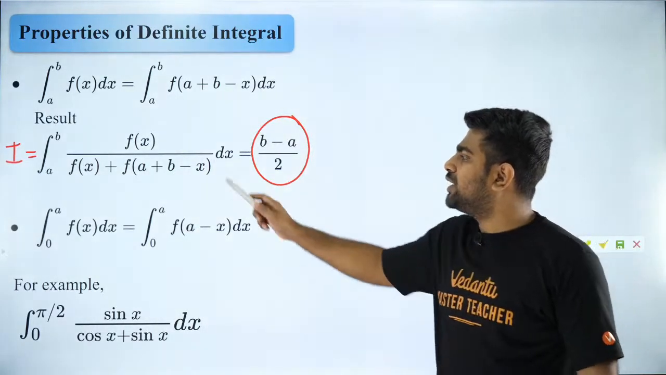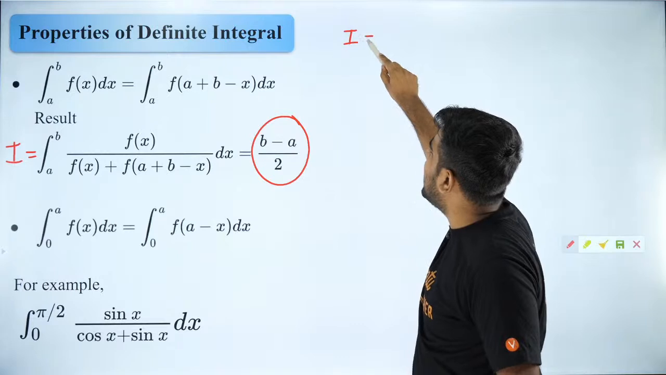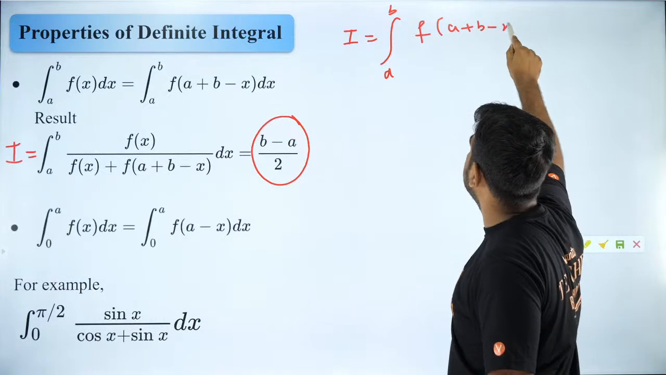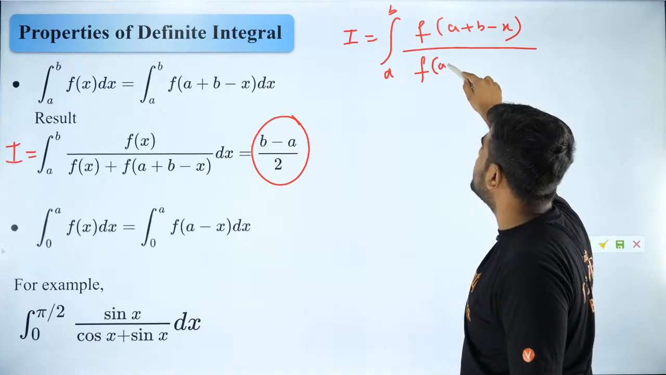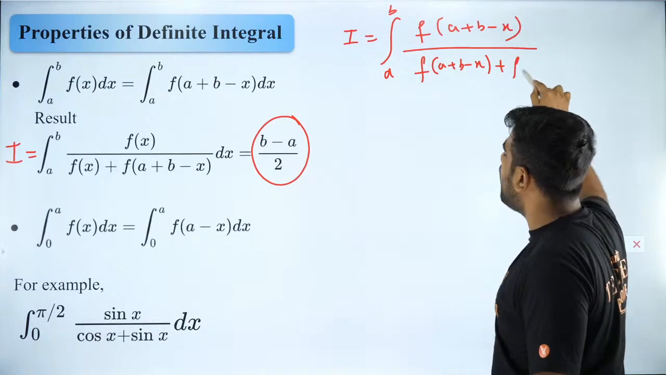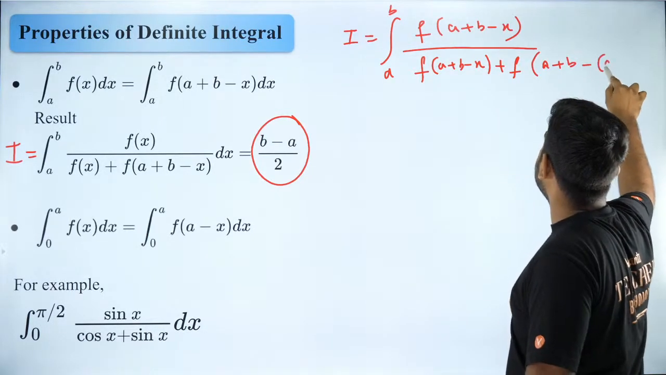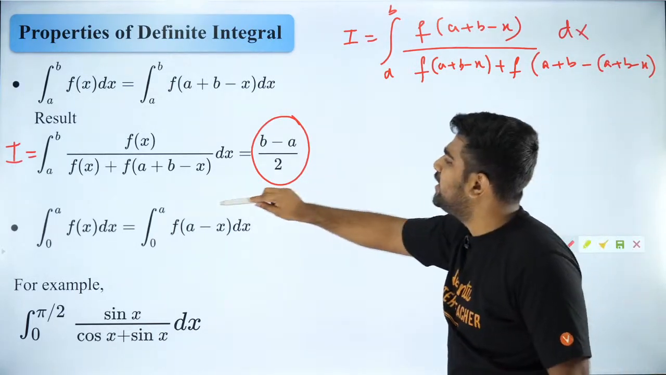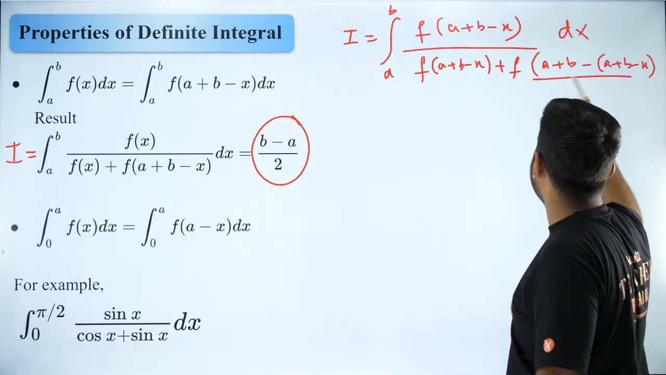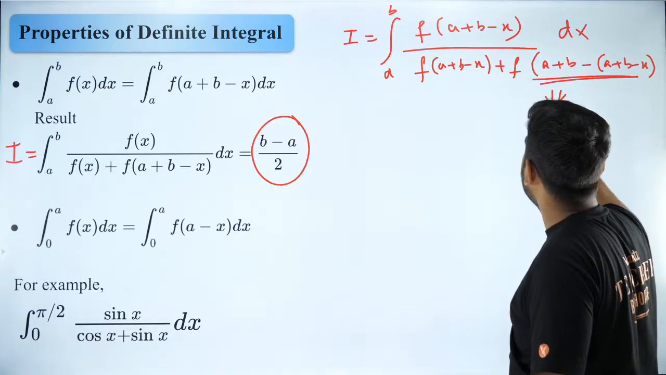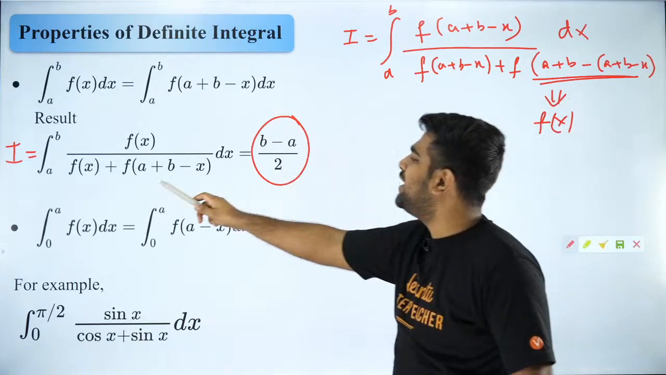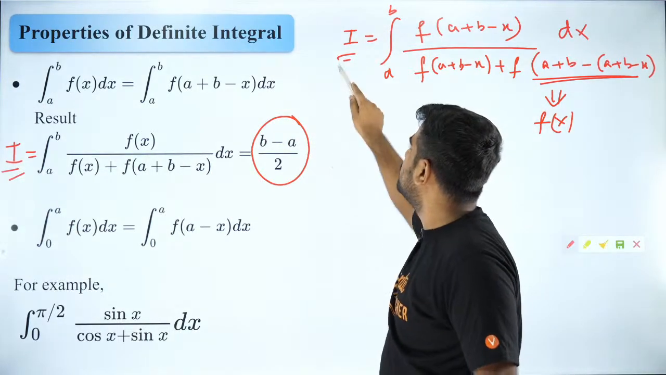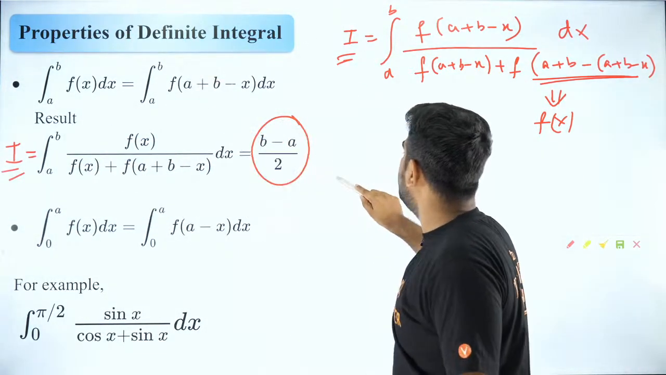Listen carefully. So can I write the same I as integral a to b f of a plus b minus x by f of a plus b minus x plus f of a plus b minus a plus b minus x dx. So don't you think the denominators are the same? Because if you cancel out, this will be nothing but f of x. So if the denominators are the same, can I add this boy and this boy? So if I add I plus I, it will be 2I.